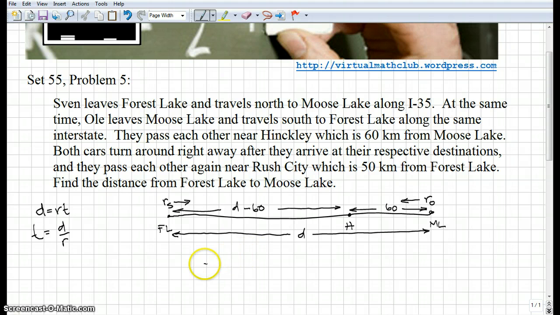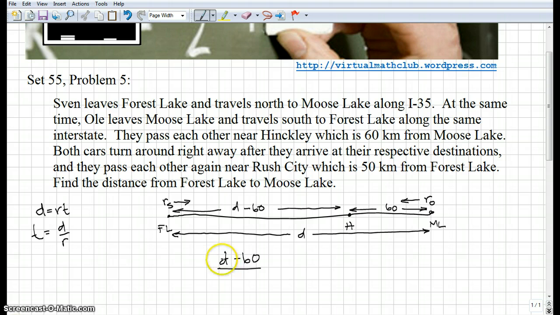So, during that time period, Sven has traveled d minus 60, and Ole has traveled 60. Okay, so that means that the time that they've traveled, I can take d divided by r. Now I don't know r. I've just assigned a variable here, RS for Sven and RO for Ole. But let's just work with distance, rate, and time.